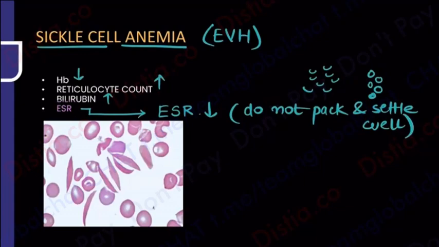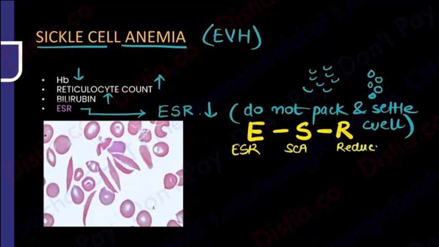So the ESR is going to be reduced in sickle cell anemia. Please remember, ESR is going to be reduced in sickle cell. That is how you learn it, that the ESR in a case of sickle cell anemia is going to be reduced. Now let's see further.